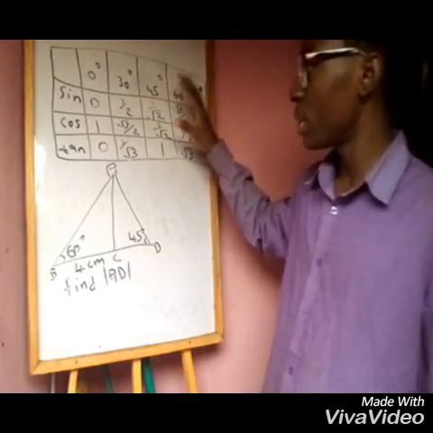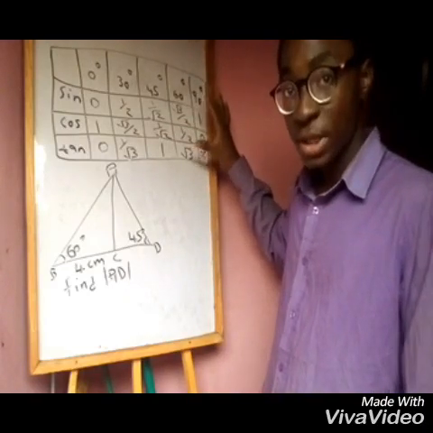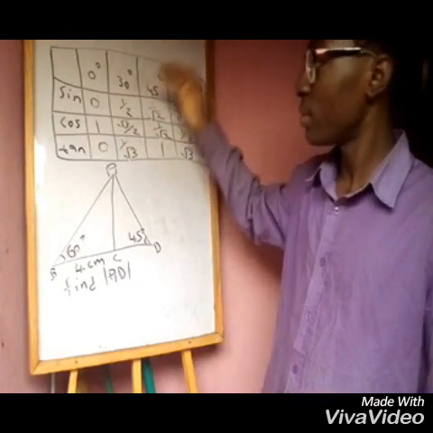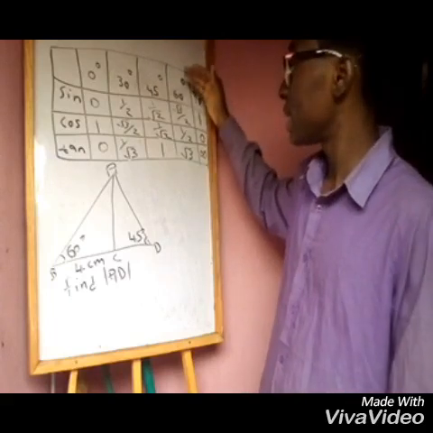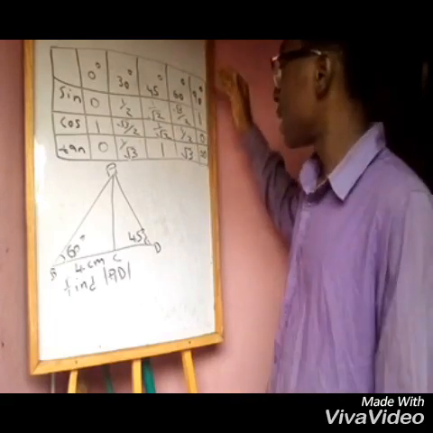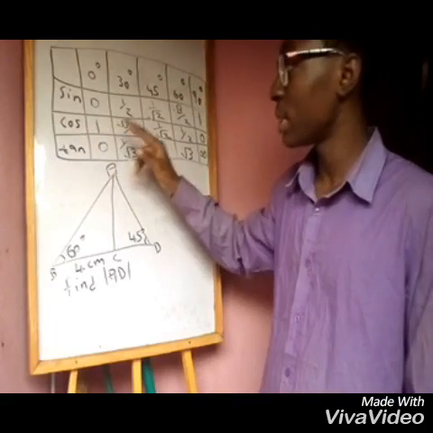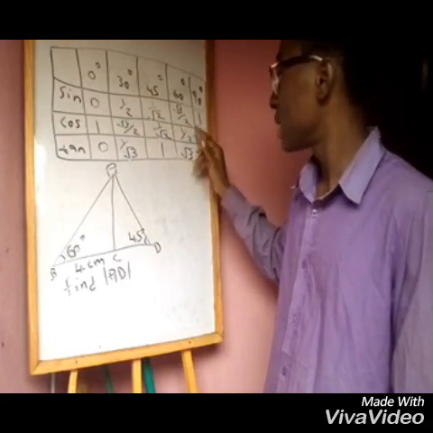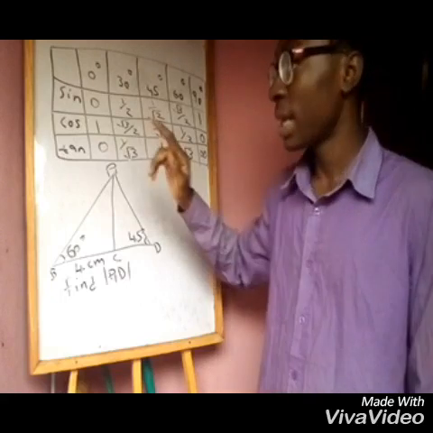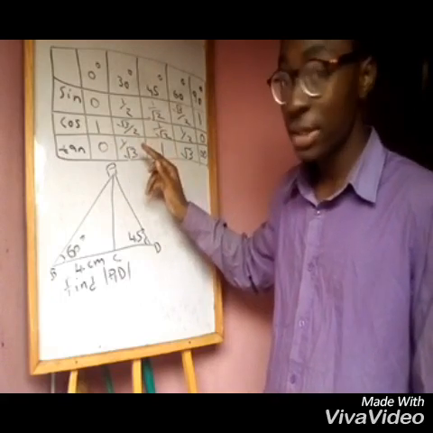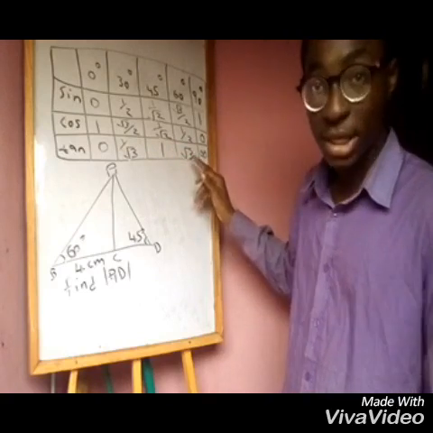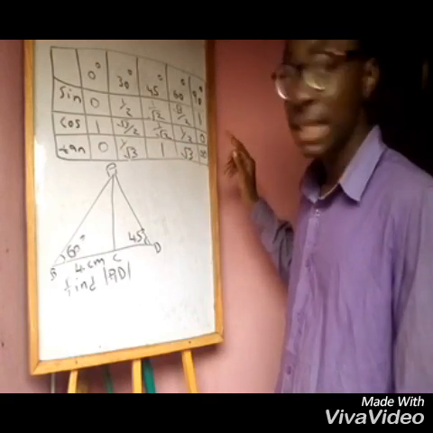So if you don't know these special angles, this is the table of special angles. Sin 0 is 0, sin 30 is 1 over 2, sin 45 is 1 over root 2, sin 60 is root 3 over 2, sin 90 is 1, cos 0 is 1, cos 30 is root 3 over 2, cos 45 is 1 over root 2, cos 60 is 1 over 2, cos 90 is 0, tan 0 is 0, tan 30 is 1 over 3, tan 45 is 1, tan 60 is root 3, and tan 90 is infinity.